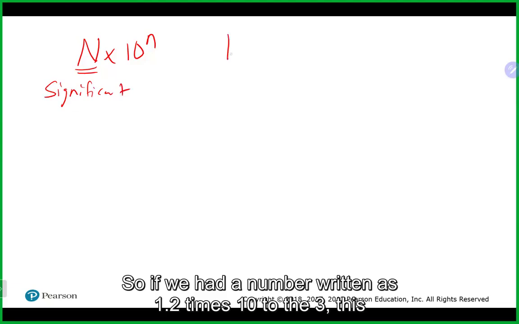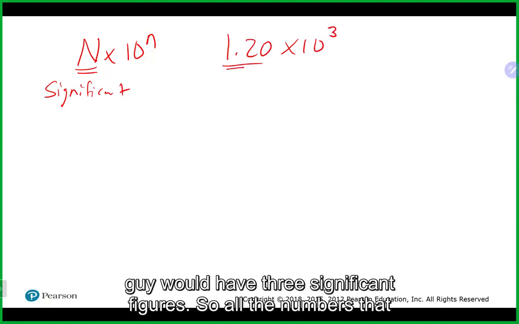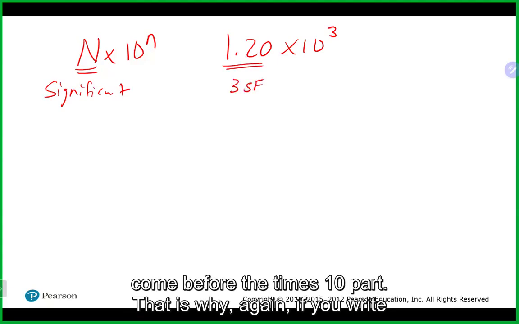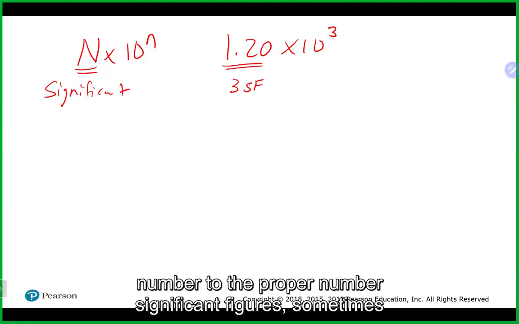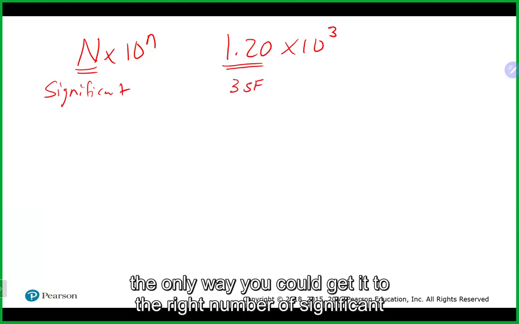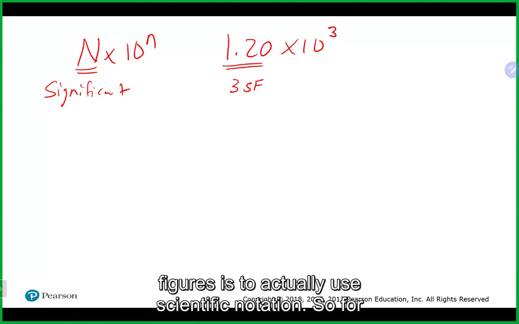So if we had a number written as 1.2 times 10 to the 3, this would have 3 significant figures. So all the numbers that come before the times 10 part. That is why, if you write a number in scientific notation and you're trying to write it to the proper number of significant figures, sometimes the only way you could get it to the right number of significant figures is to actually use scientific notation.